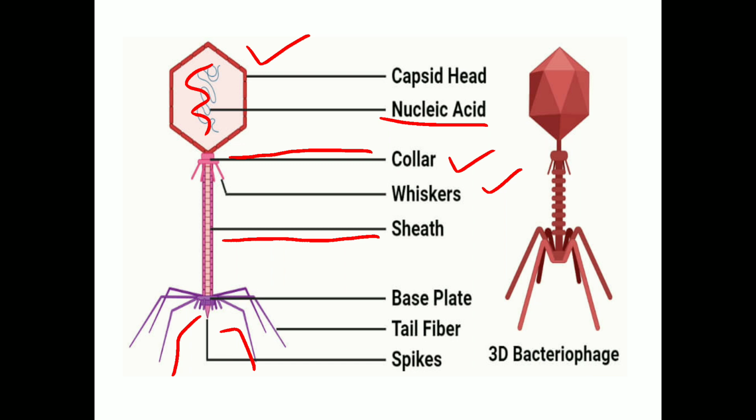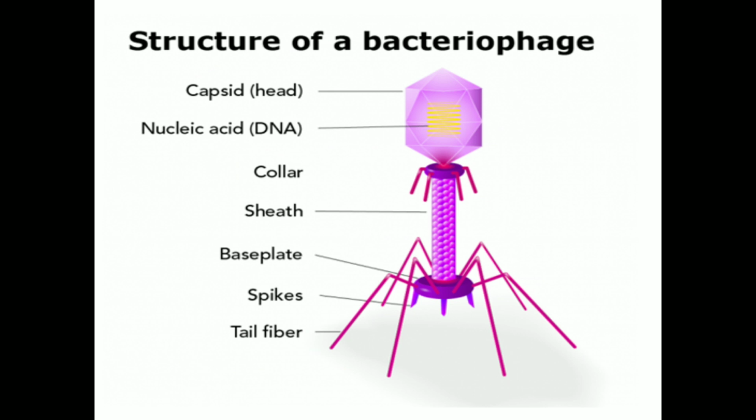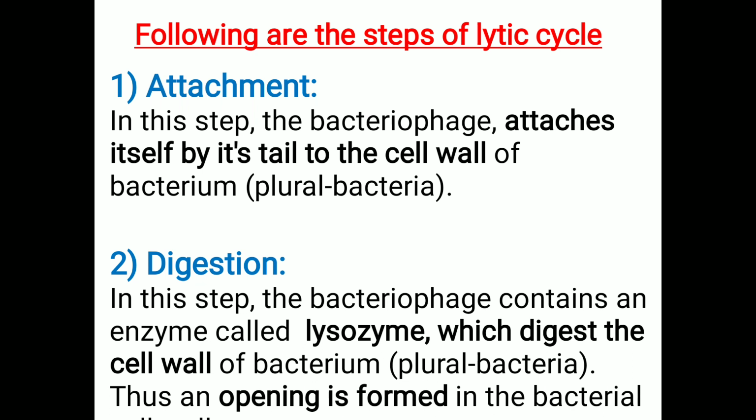Okay, next we discuss the next part. This is also the structure of the bacteriophage, as we already discussed: capsid head, nucleic acid, collar region, sheath, base plate, spikes and tail fiber. So these are the parts or the structure of the bacteriophage as we discussed earlier. Next we discuss the steps involved in the lytic and lysogenic cycle.